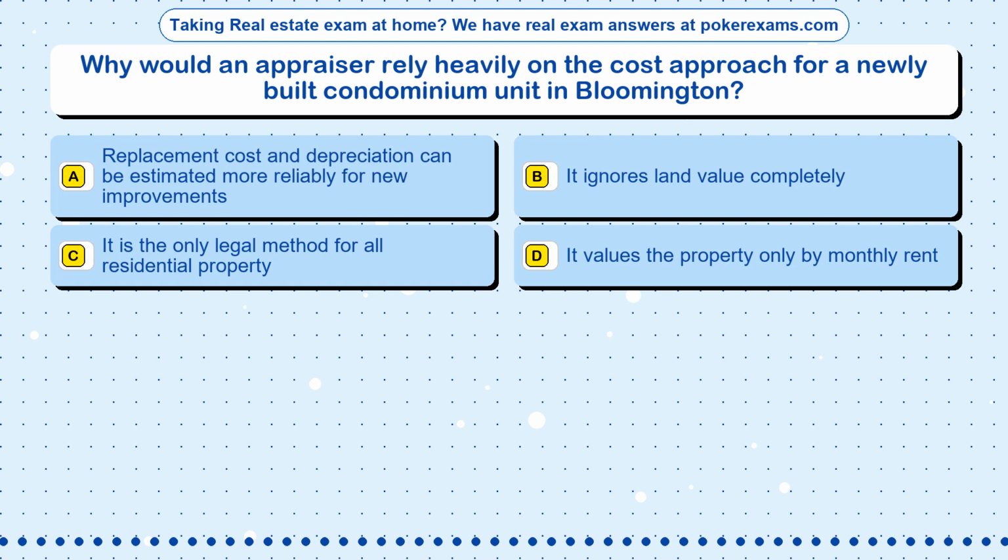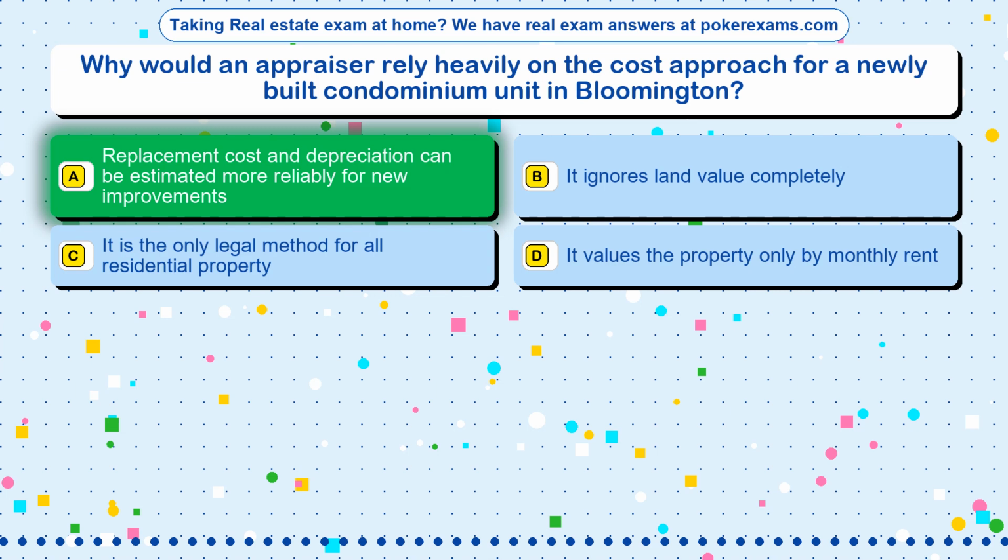Question 1. Why would an appraiser rely heavily on the cost approach for a newly built condominium unit in Bloomington? Option A. Replacement cost and depreciation can be estimated more reliably for new improvements. Option B. It ignores land value completely. Option C. It is the only legal method for all residential property. Option D. It values the property only by monthly rent.